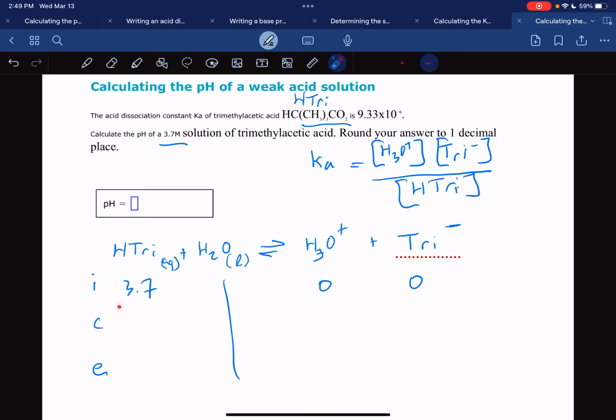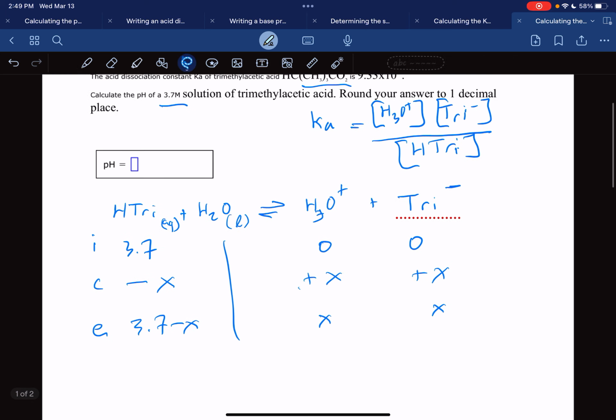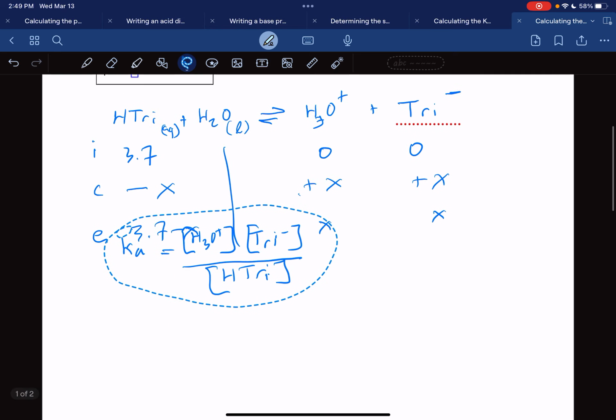Now, since I only start off with 3.7 and I have nothing on the product side, the only direction our reaction can go is that way. So what does that mean? That means we're going to lose, boy, that's a plus sign, isn't it? I'm going to get rid of that. We're going to lose X, and on this side, we're going to gain X, and we're going to gain X. And at equilibrium, we're going to have 3.7 minus X, and here we're going to have X, and we're going to have X. And all of that we can put into our equilibrium expression. Again, through the magic of I have an iPad, I can take this right here and drag it down and make it look even more ugly.